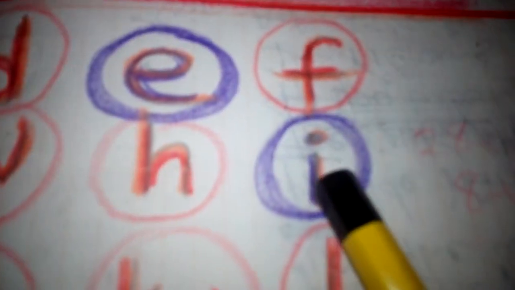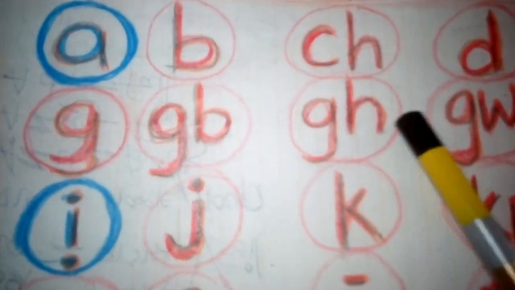While the A group, A, E, O, U, these four belong to the A group, the heavy vowels. So the remaining letters are known as consonants.